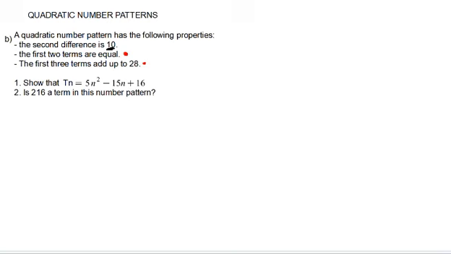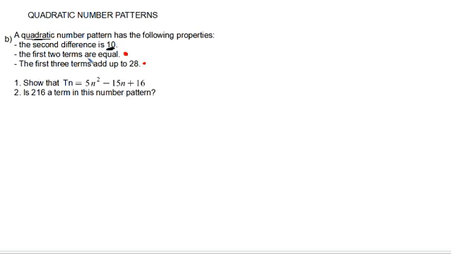All right. The question is saying a quadratic number pattern has the following properties. We are not given the terms of this pattern, but we are given certain properties. The first one, the second difference is 10. It's a quadratic, right? Now, if it is a quadratic, that should tell us that the 10 there is constant because it's the second difference.